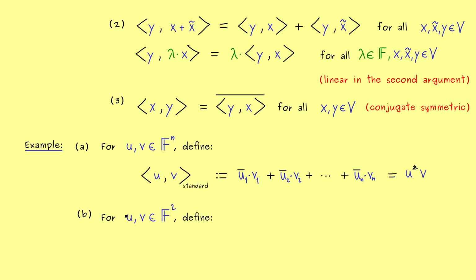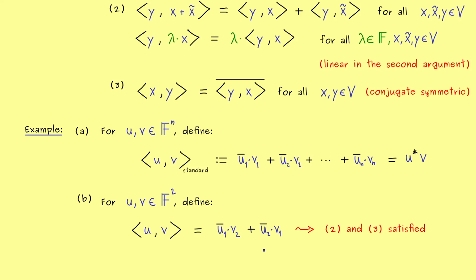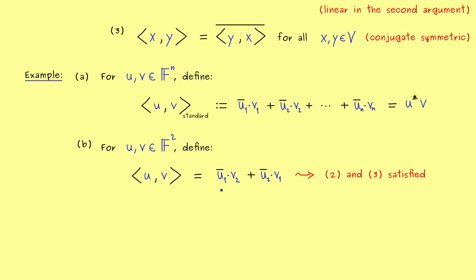But first, let's look at another example in F2. There we only have two components, so everything is a little bit simpler. And here we could say, in the definition, we mix up the components. So u1 is combined with v2 and u2 is combined with v1. Hence, we immediately see that the second and the third property are fulfilled. More concretely, the linearity and the conjugate symmetric property you can show as for the standard inner product. So this is not hard at all, and now the question is, is the first property also satisfied?